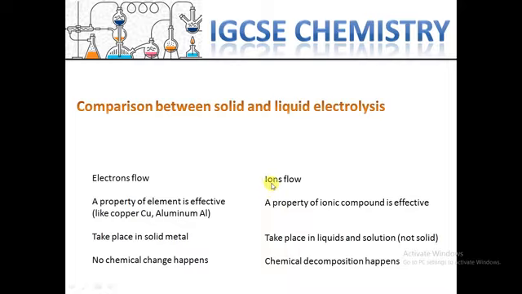But as we learned today, in liquid electrolysis, ions move, not electrons. The positive and negative ions can move, and the property of the ionic compound matters. Ionic compounds that separate more easily in solution are better, because they can separate faster and transfer the ions more easily.